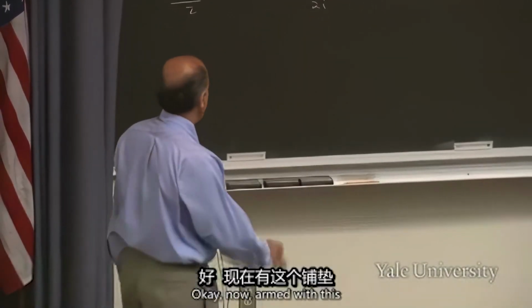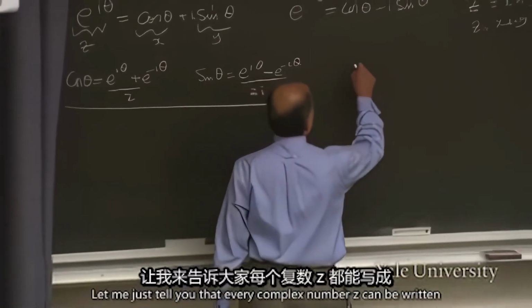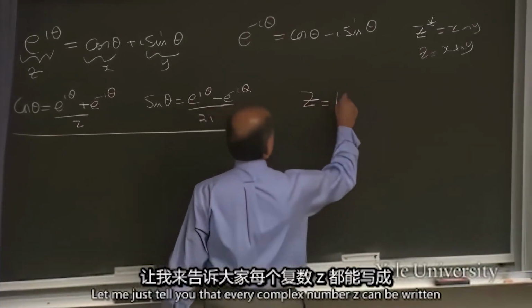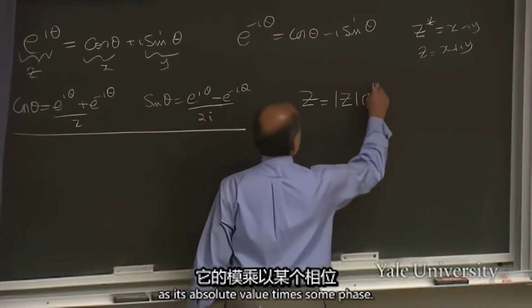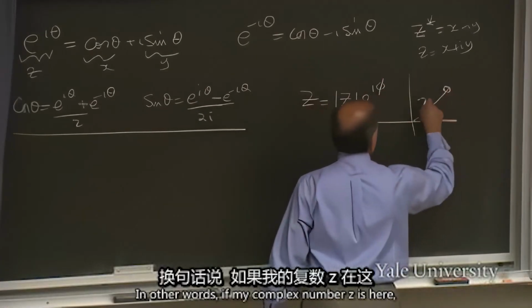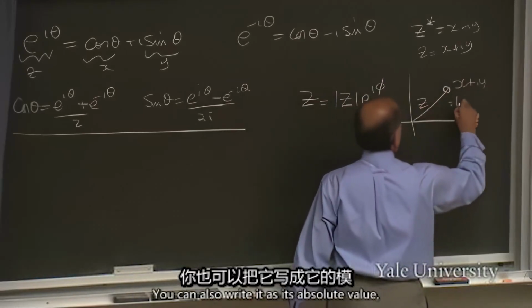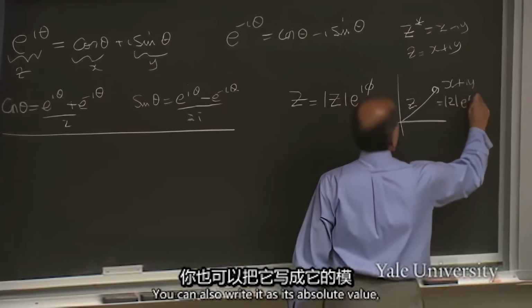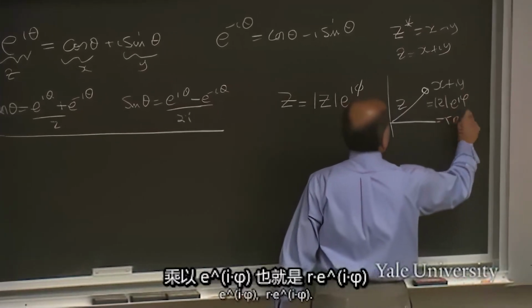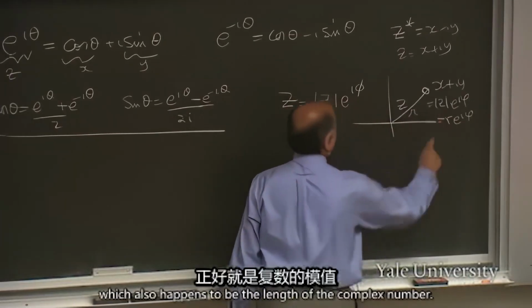Okay, now armed with this, we are ready to do anything we want. Let me just tell you that every complex number z can be written as its absolute value times some phase. In other words, if my complex number z is here, it is x plus iy. That's one way to write it. You can also write it as its absolute value e to the i phi, or r e to the i phi. r is the radial length, which also happens to be the length of the complex number.